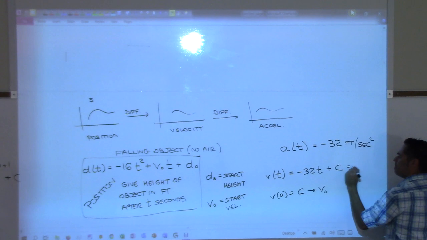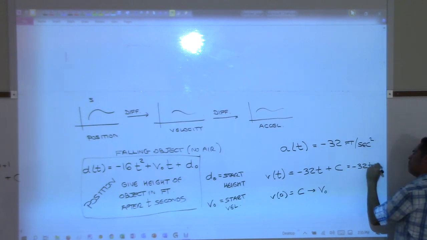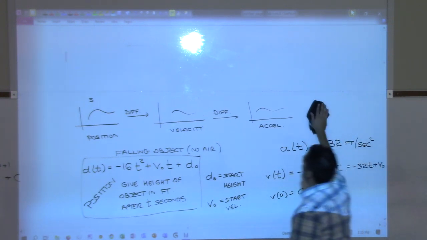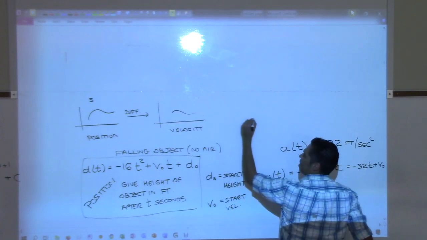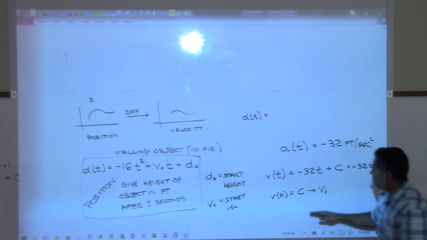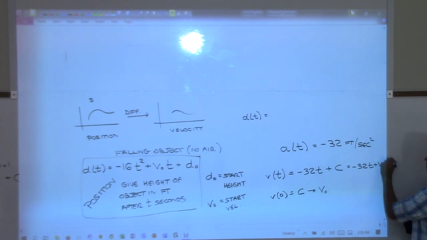Okay, so I'm going to rewrite this. Negative 32t plus v sub 0. All right, we don't know what it is, do we? We don't know what the starting velocity is. But that's okay. Let's do the antiderivative again to get to position, even though we don't know what this is. So the position function, which I'm going to call d of t, should be the antiderivative of this.